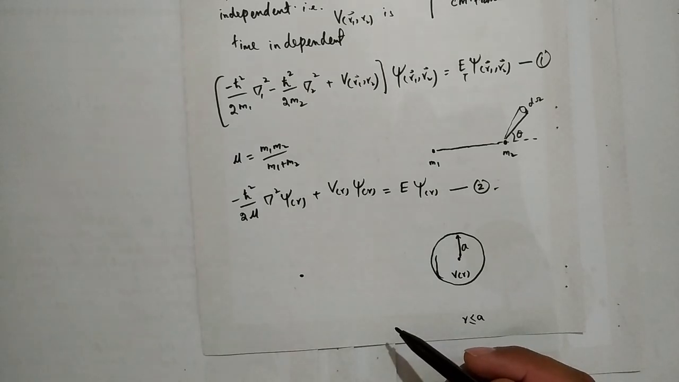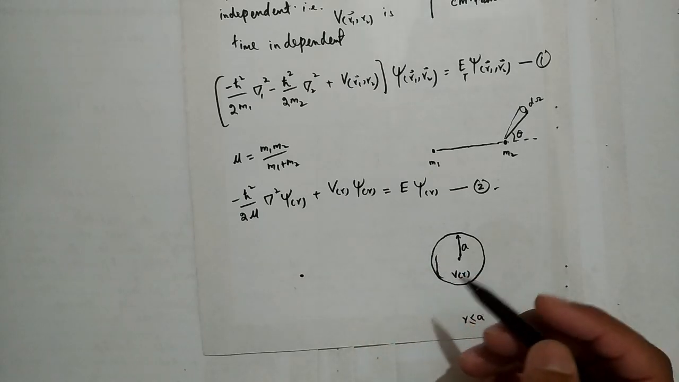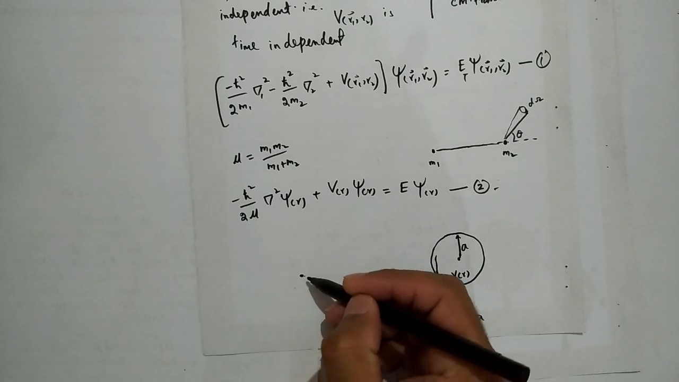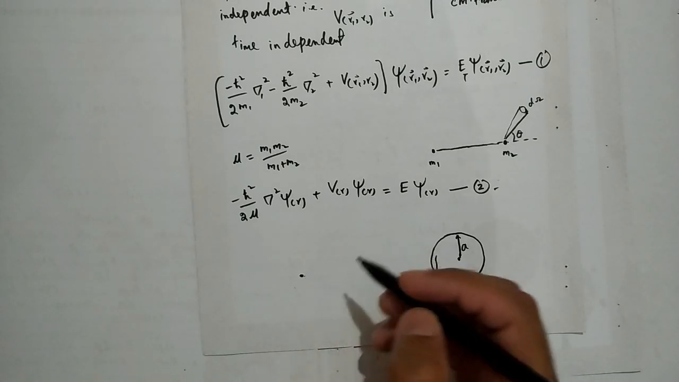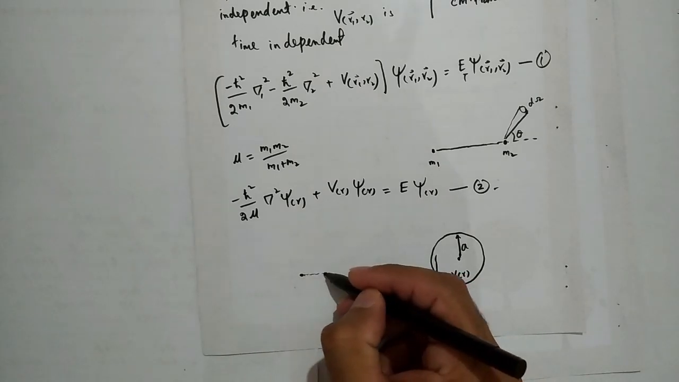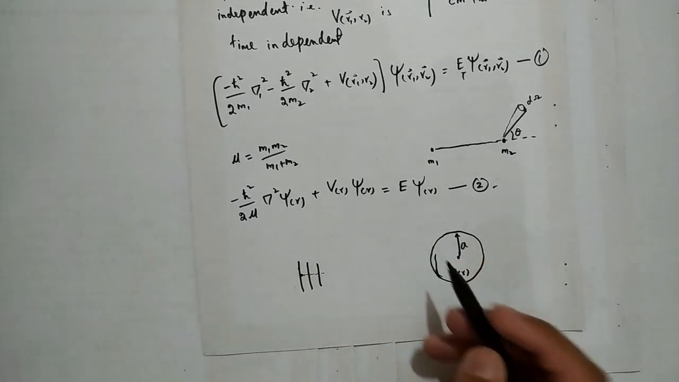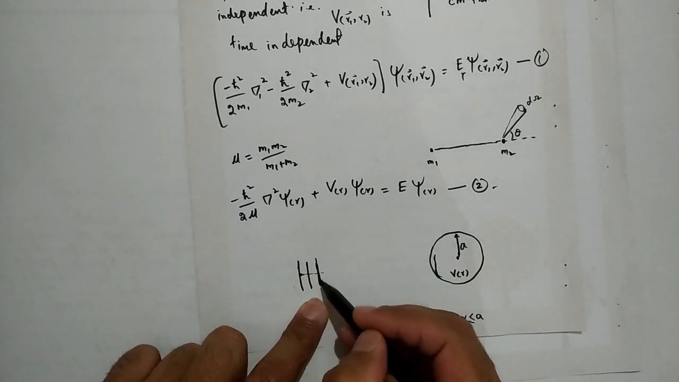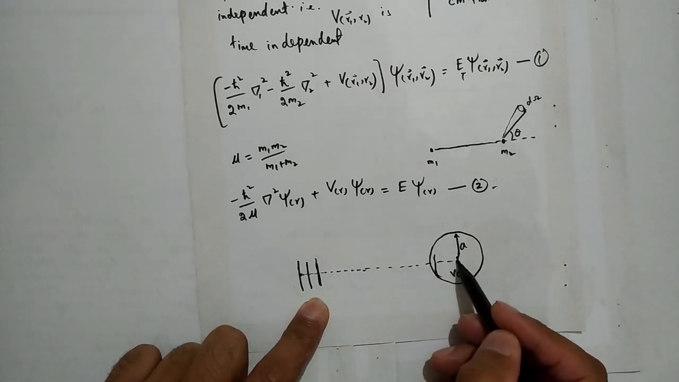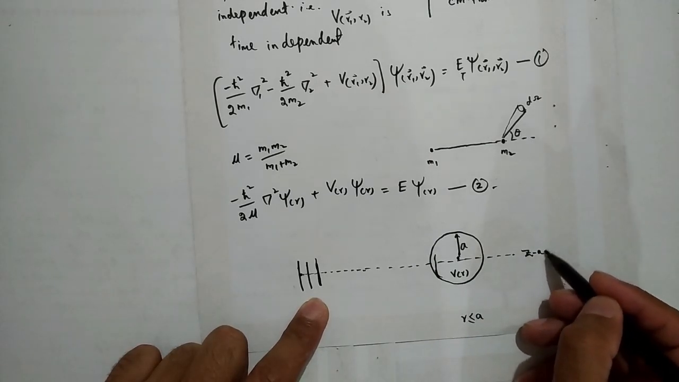Here is the incident particle, and in quantum mechanics the incident particle we usually represent by plane waves. So it is a plane wave, and this is traveling along the z-axis. So this is the z-axis.